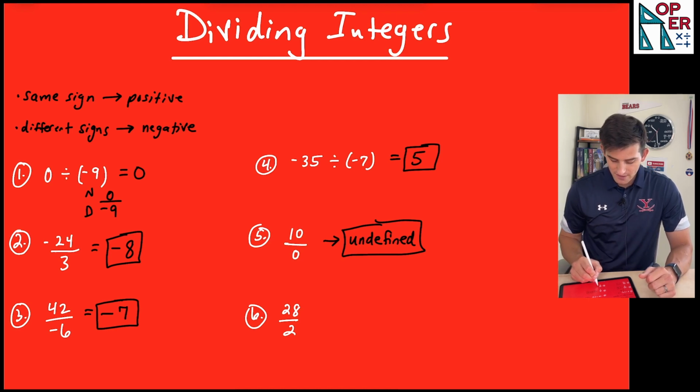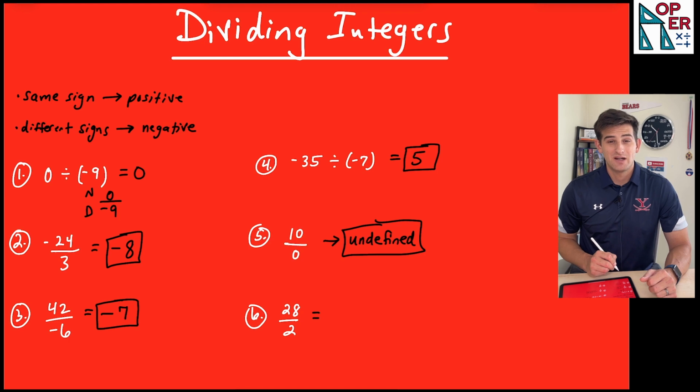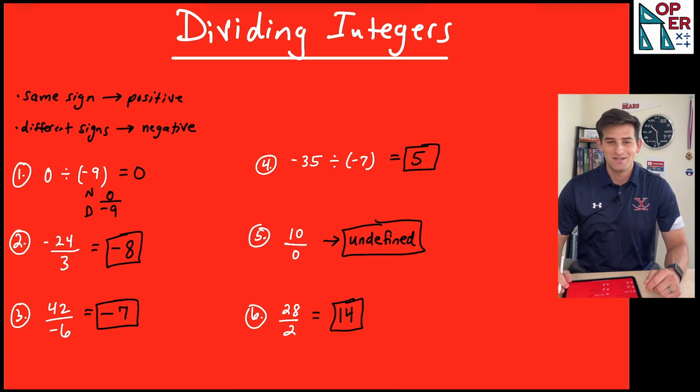And lastly, number 6, we have two positive numbers, 28 divided by 2. Same sign, so our answer is going to be positive, and 28 divided by 2 would be 14. And that's how you can divide integers.